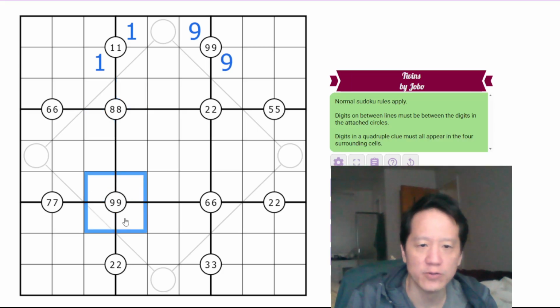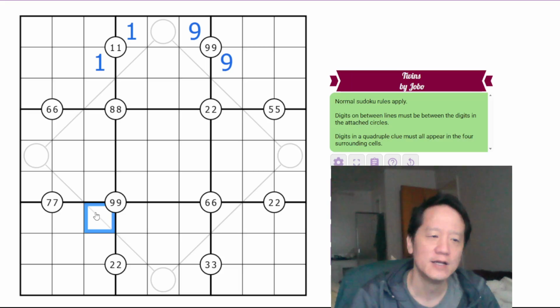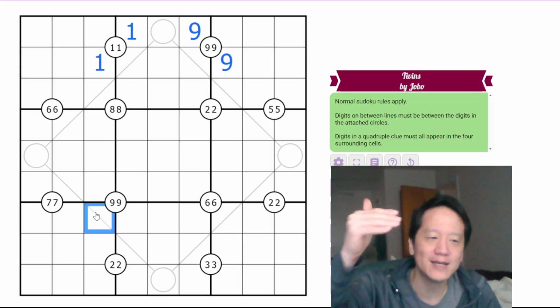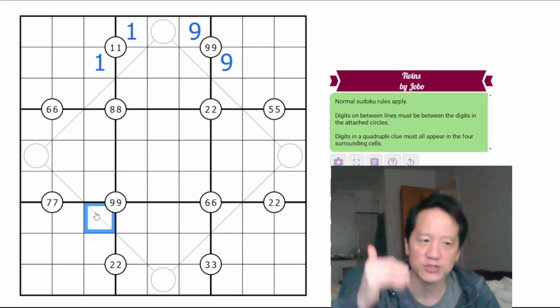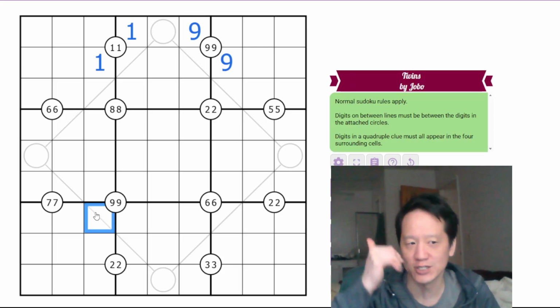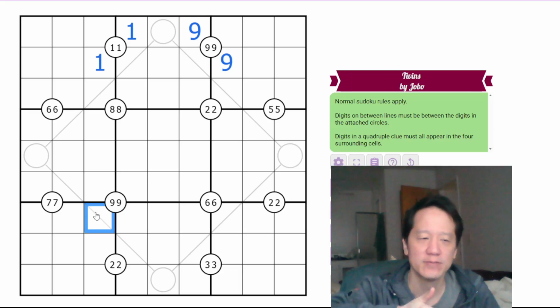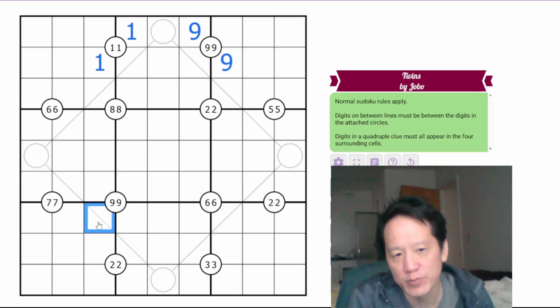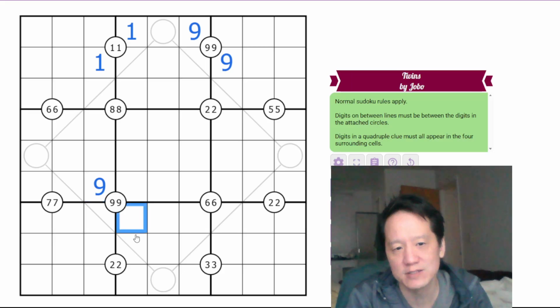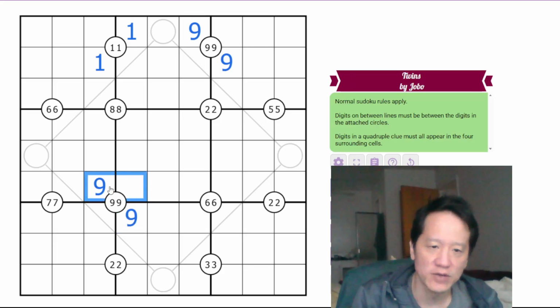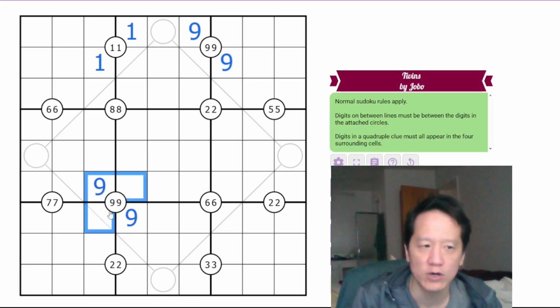Similarly here, we have another 9-9 twin, which cannot be on the between line, because 9 can never be on a between line. It's the same problem, right? What can 9 be in between in normal Sudoku? You would potentially have 10 and something, but that doesn't work because 10 and above are not digits. So 9 can never be here. So 9 must be here, which makes this a 9, because you have to have two 9s in the four surrounding cells around a quad clue here.